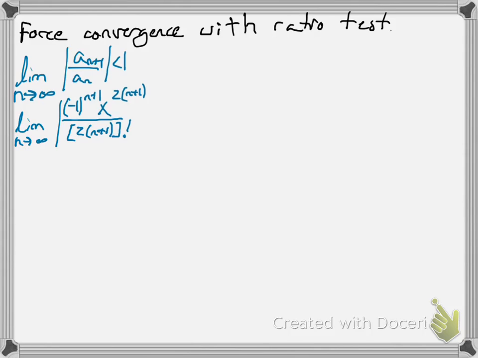But I'm going to go ahead and this time, instead of writing that really complex fraction, I'm just going to go straight to multiplying by the reciprocal. So there's the reciprocal of a sub n. All right. Now here's some good news.